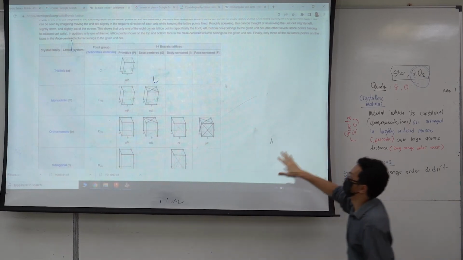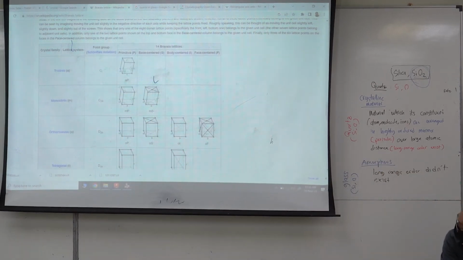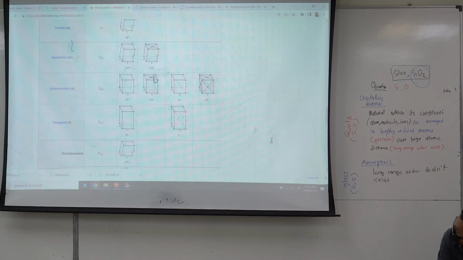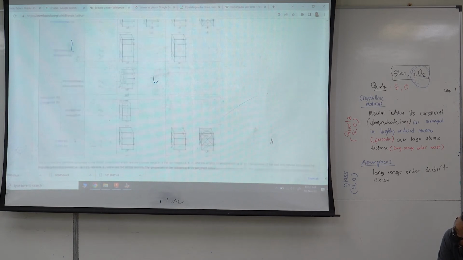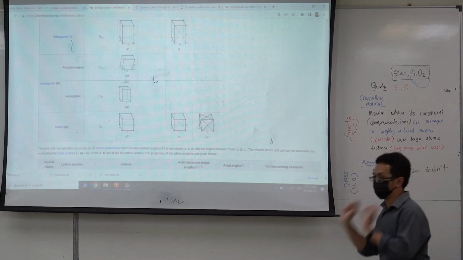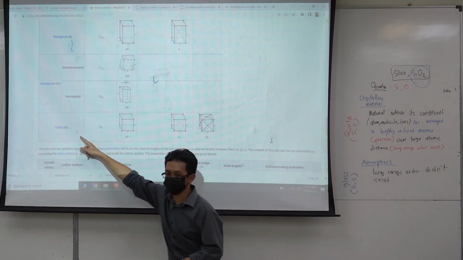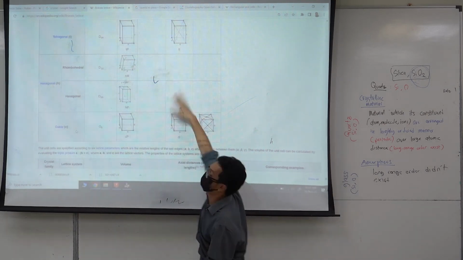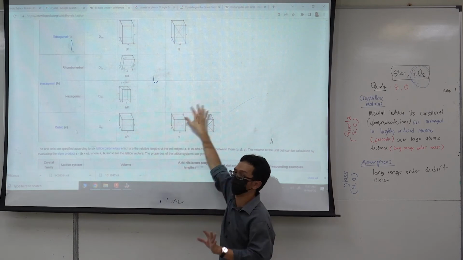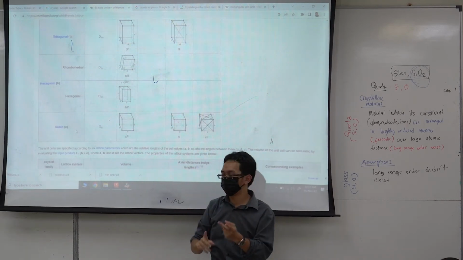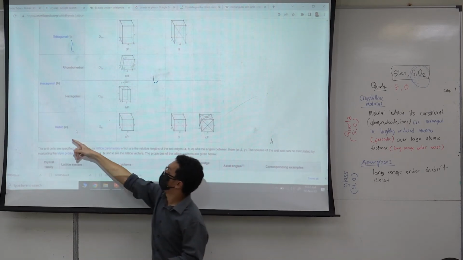So that is 14. 7 systems: 1, 2, 3, 4, 5, 6, 7. The most symmetric is cubic. You don't need to know all the lattices. 14 Bravais, you don't need to know where is where. But you need to know there are 7. Need to know a little bit.